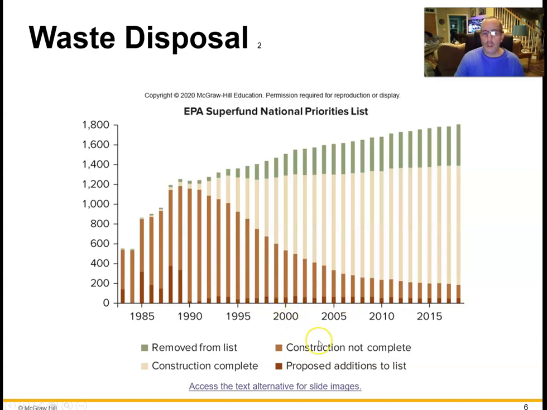The orange is construction not complete yet. That means they're working on them, but they haven't remediated the site. The yellow, which is kind of hard to see on this screen, that means construction, it's been remediated, but it's not cleared the books yet. All the government protocol that they have to do to get them cleared off. And then the green are ones that have been completely remediated and they're off the list. So as you can see, we've made progress on this over the last 20 to 30 years, but we still have a long way to go with this.